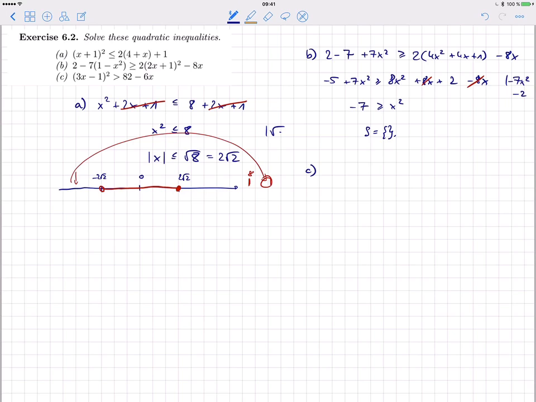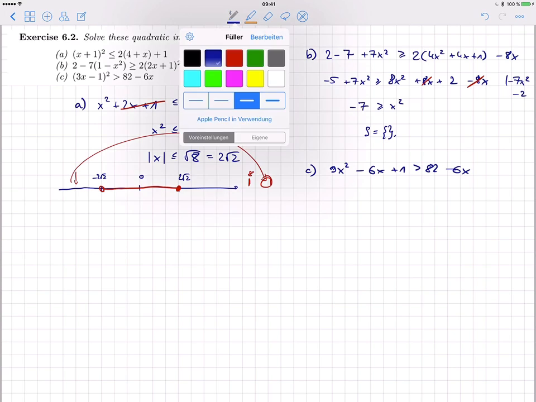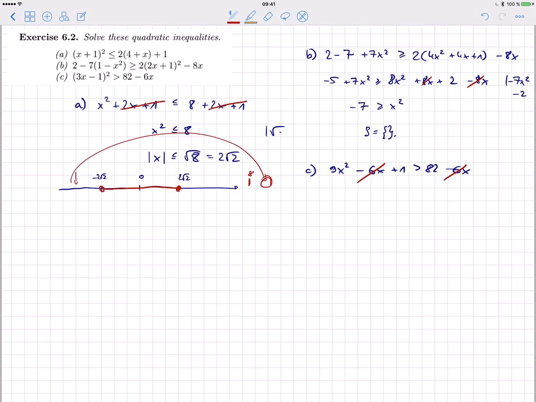And the third quadratic inequality, we have again a binomial formula. Minus 6x disappears. And all these quadratic inequalities are specially prepared, so either the linear term disappears, so you just get an inequality in x squared, or the quadratic term disappears and you have a linear inequality. When you have an inequality that contains both x squared and x, this is something for next year.